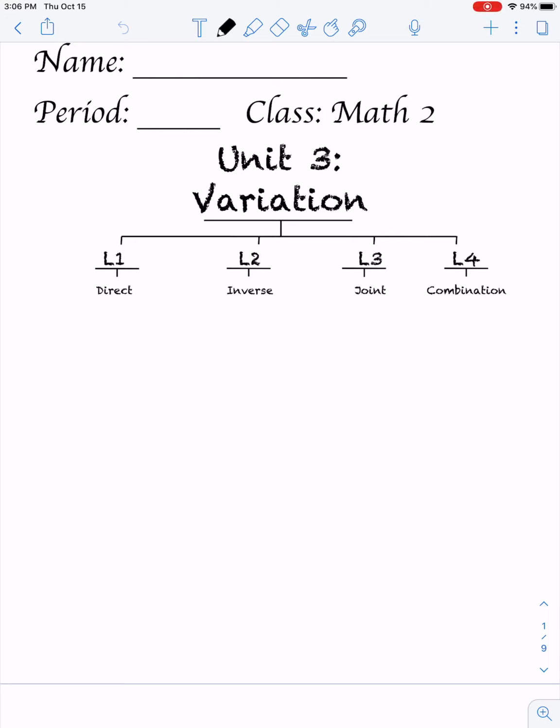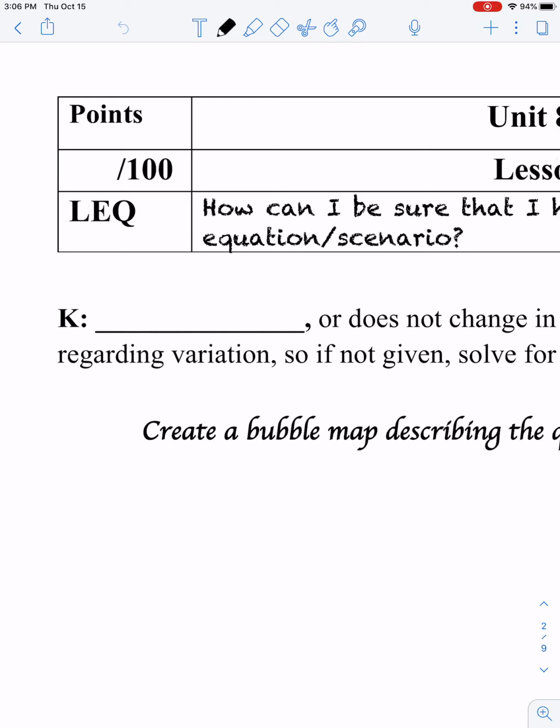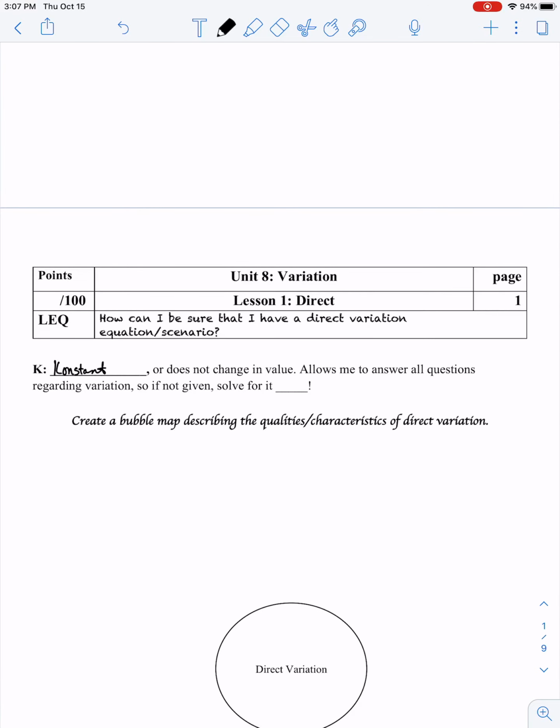We're now going to start the variation unit of Math 2, first looking at direct variation. Now, all the variations, regardless of which type it's going to be, is going to have this thing called K, okay? So what is K? K is constant. A constant is something that does not change in value. It allows you to answer all questions regarding variation.